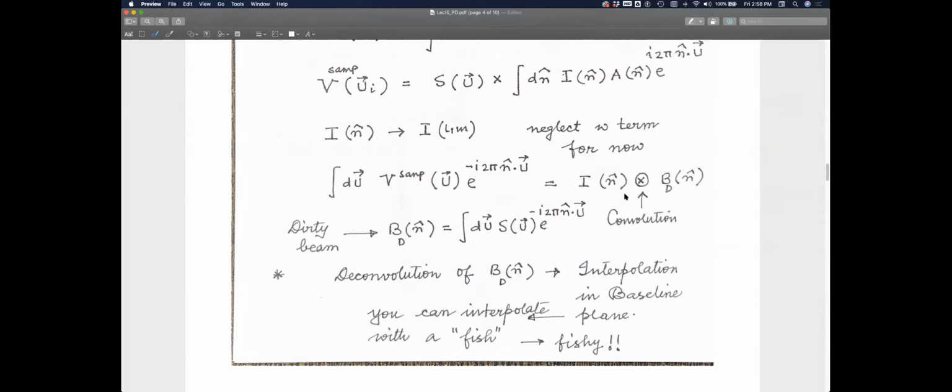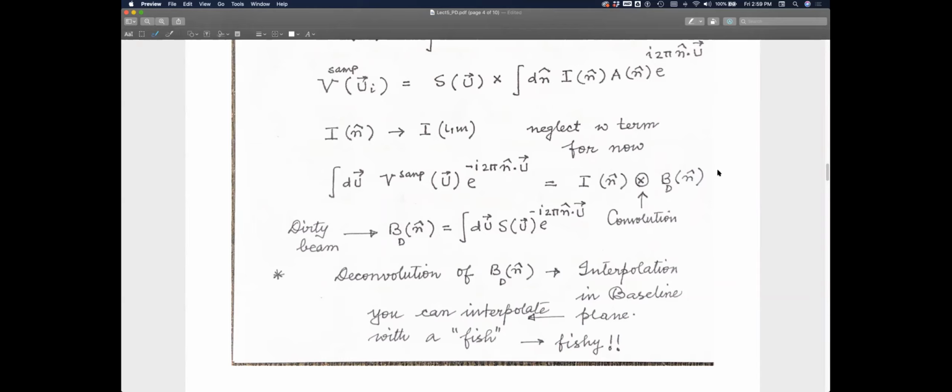So it's a convolution of this I, which is the true sky brightness distribution. I should multiply it with A also, but forget about that for the time being. And then convolve with the Fourier transform of the sampling function, which I have defined here. It's called the dirty beam. This behaves like the beam of the interferometer.